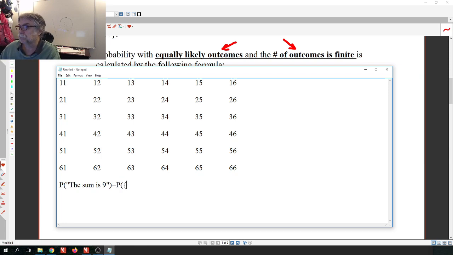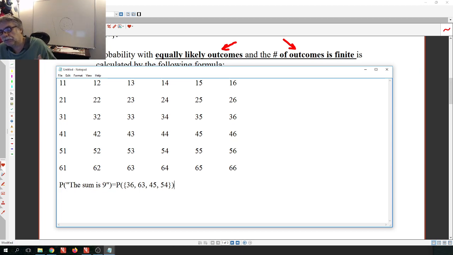Okay, so if you want to write that in terms of an event, I would have to use the notation. So again, the P with brackets means probability of. Probability of the sum is 9. As an event, the sum is 9 is an event where you have 4 different outcomes. So that could be 3, 6, 6, 3, 4, 5, and 5, 4. There's nothing else.